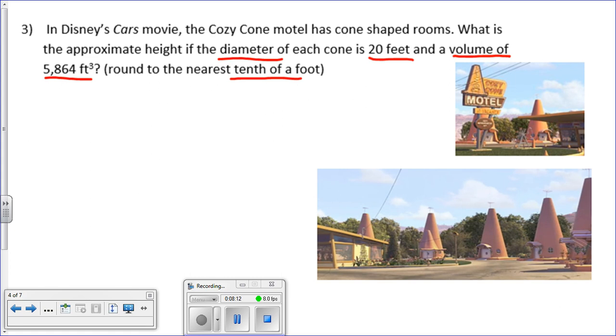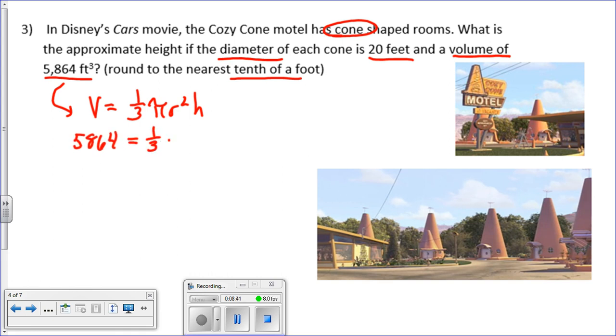Okay, so we know that we're dealing with a cone. They gave us the diameter, but I know I'm going to need the radius, and they gave us volume. So we're talking about a cone. Let's write down the cone formula. So V is equal to 1/3 pi r squared h. Your volume is right here, so I'm going to put that right in place of V. So 5,864 equals 1/3 times pi times radius.